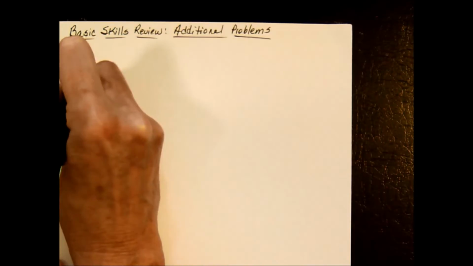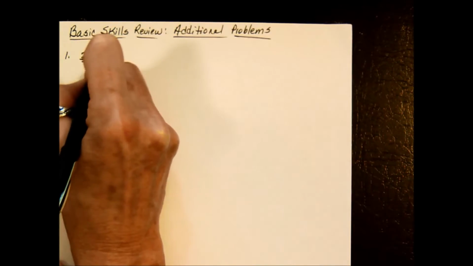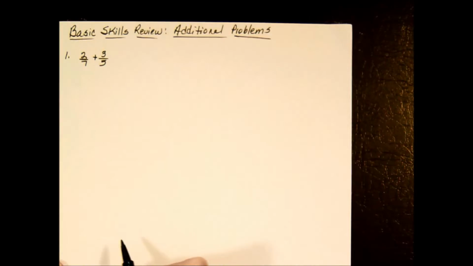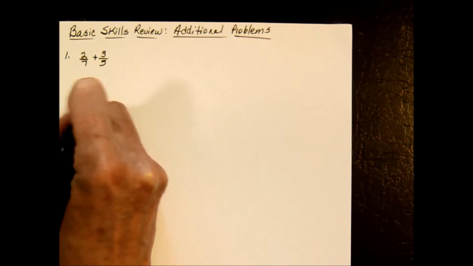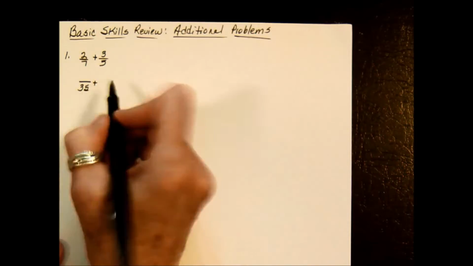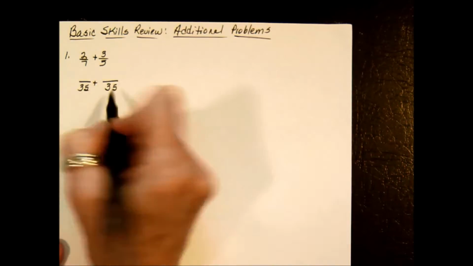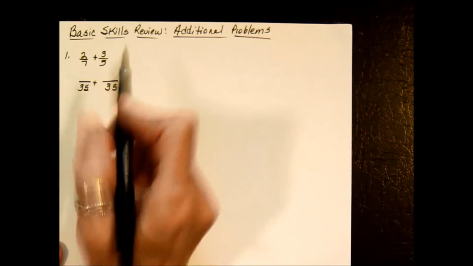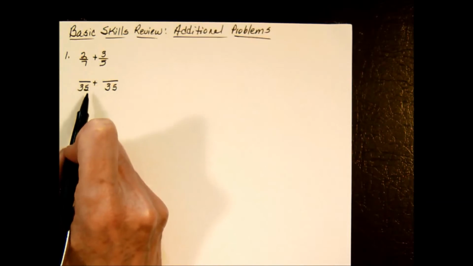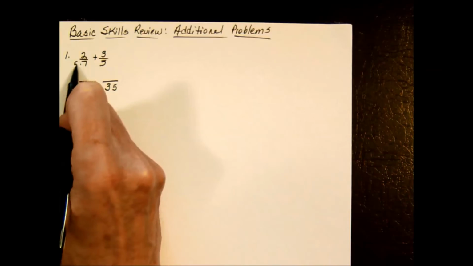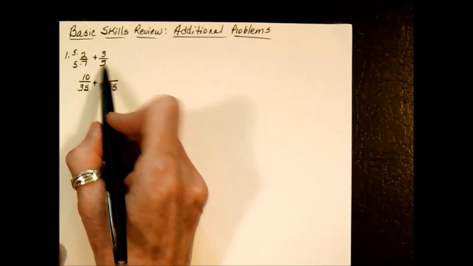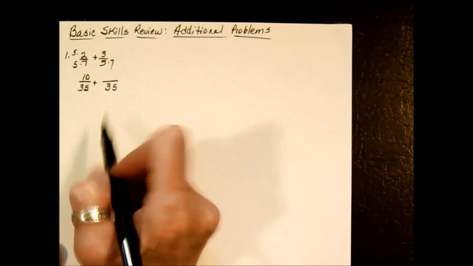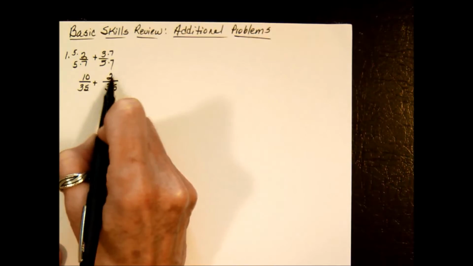So number one, we have 2/7 plus 3/5. Since this is addition of fractions, we have to have an LCD. The LCD of 7 and 5 is 35. So I am going to write my fractions below with the LCD that I'm trying to get to. Then I say, what do you do to 7 to get to 35? It's multiply by 5. So we do that in the numerator also. What do you do to 5 to get to 35? It's times 7. So we do that in the numerator also.